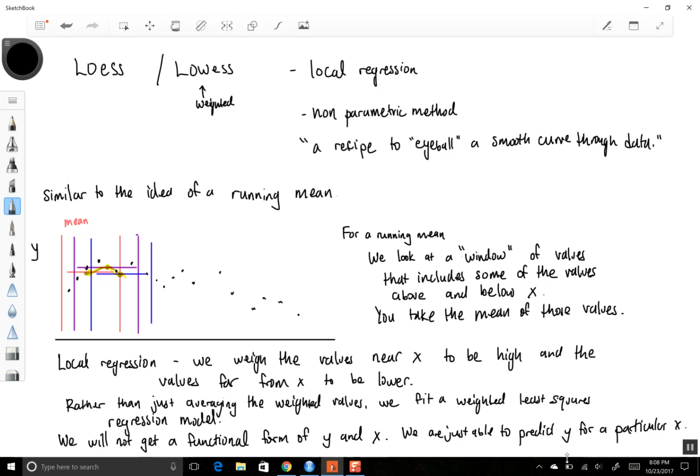So that allows us to fit local regression models there, and then we just combine all of this into the generalized additive model.